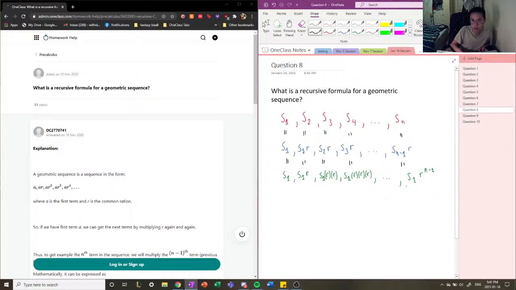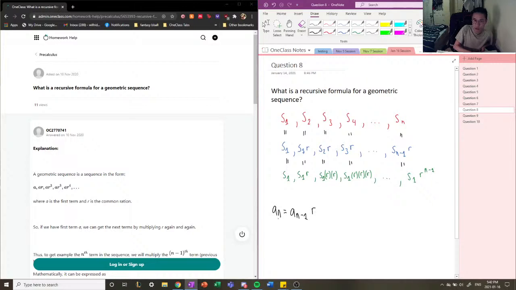Okay, and these are the general formulas, right? So when they're asking us for a recursive formula for a geometric sequence, a recursive formula is basically a formula which uses the previous term of the sequence to find the next term of the sequence. Okay, so that's what it means by recursive. Okay, so the recursive formula for a geometric sequence would then be given as an, or the nth term of the sequence, is equal to an minus 1, so the previous term of the sequence, times r.